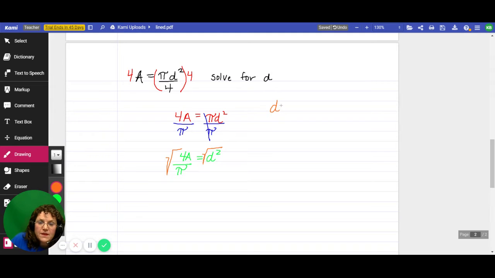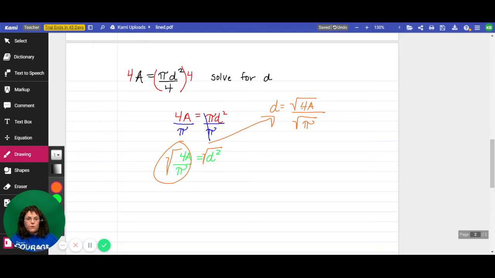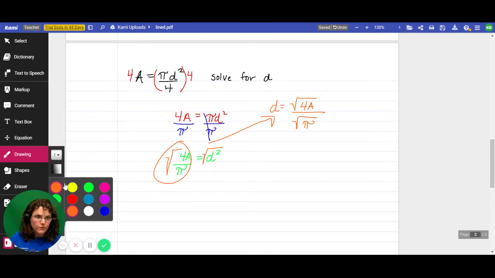And that gives me d equals, now I'm going to write that as the square root of 4a over the square root of pi. These two things are exactly the same. But the reason I'm writing it this way is because there's not a problem with this square root of 4a that can be left in our equation, but you can't leave a square root in the denominator of a problem. That's a math rule. So we have to rationalize this.